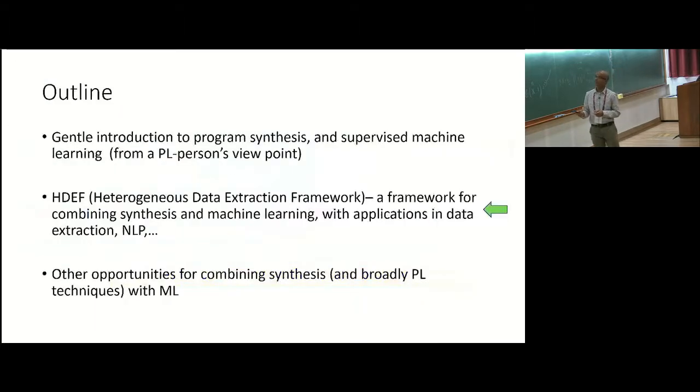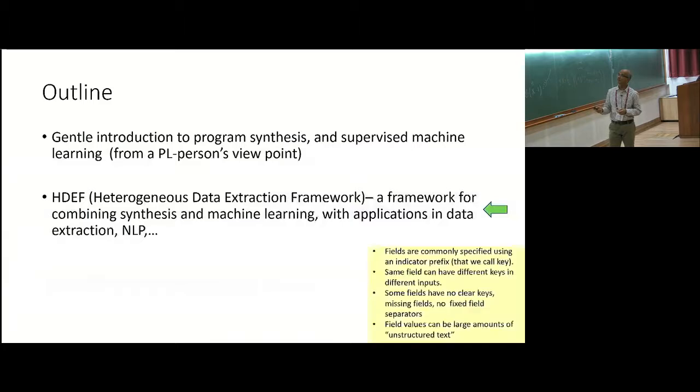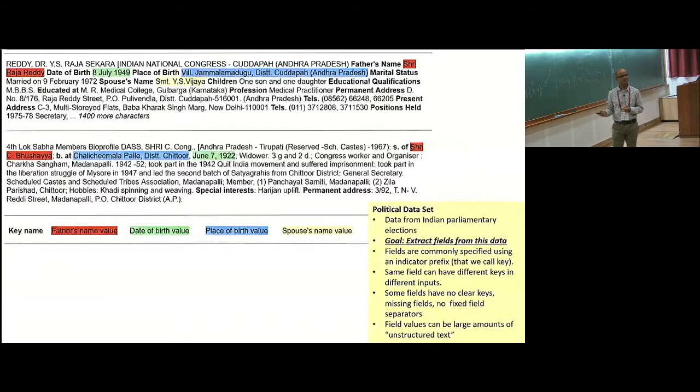So here is heterogeneous extraction. You are given a sequence of records, a list of records, and the records are very unstructured. This is a data set of politicians who stood in elections, Indian parliamentary elections. I got this from a professor at Ashoka University. They have a center for political data, and they shared this data set with us.